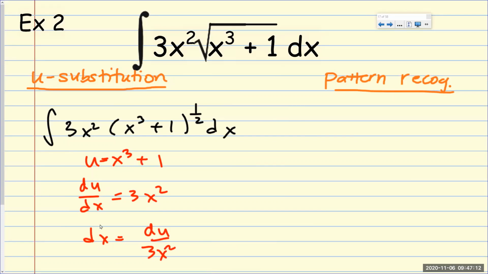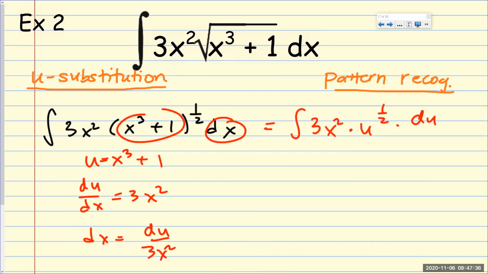Okay, we're going to do all the same things. You find your u, take the derivative, solve for dx. Then you do the u substitution. U substitution means you solve for two things. You substitute your u, and you substitute your dx. You substitute two things, okay? Then you rewrite the problem. So now this is the integral of 3x squared times u to the 1/2 times du over 3x squared.